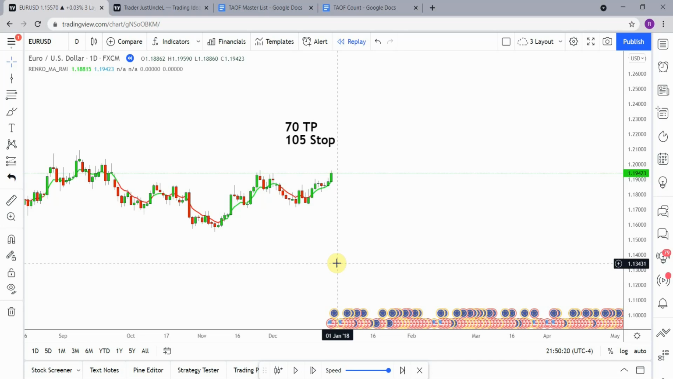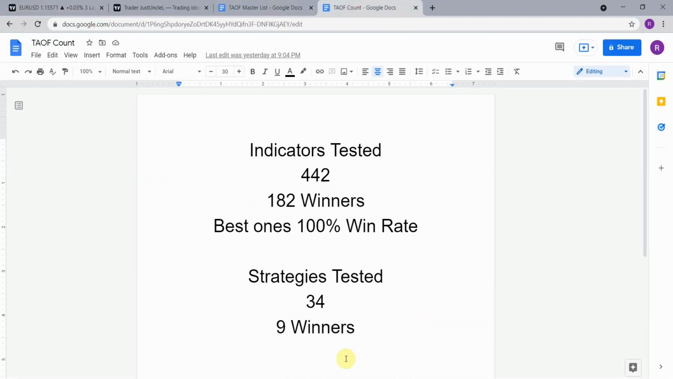Alright, as I said, today we will be testing the Renko plus moving average plus RMI indicator. Before we do though, I wanted to put the testing scoreboard up for everyone to see. So to date, we have tested a total of 34 different strategies, with 9 of them being winners. We have also tested a total of 442 indicators, with 182 of them being winners. The best ones so far were able to achieve a 100% win rate.